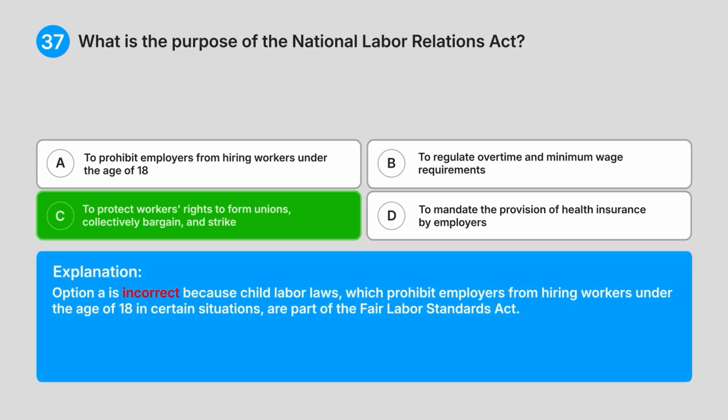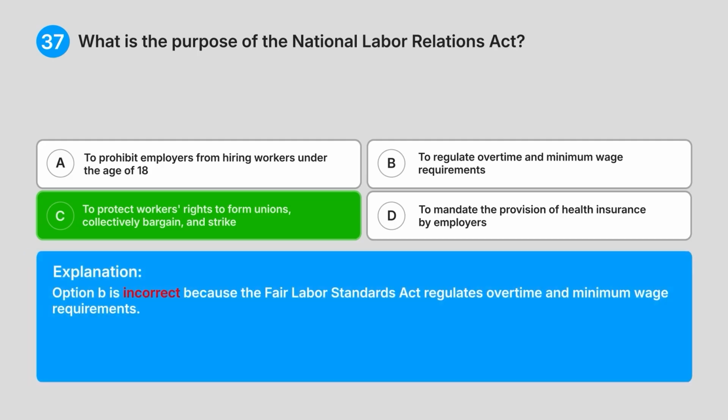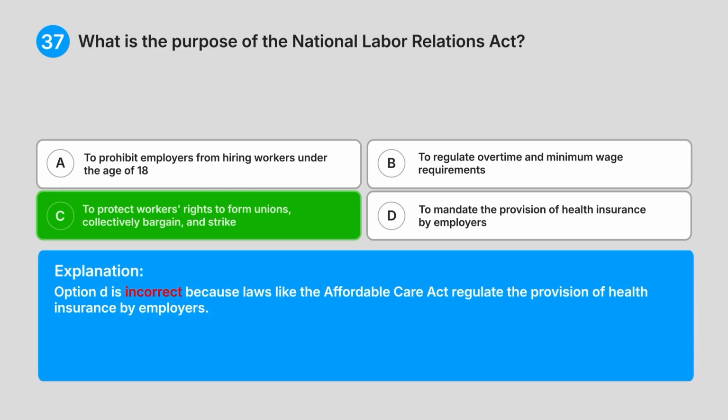Option A is incorrect because child labour laws, which prohibit employers from hiring workers under the age of 18 in certain situations, are part of the Fair Labour Standards Act. Option B is incorrect because the Fair Labour Standards Act regulates overtime and minimum wage requirements. Option D is incorrect because laws like the Affordable Care Act regulate the provision of health insurance by employers.